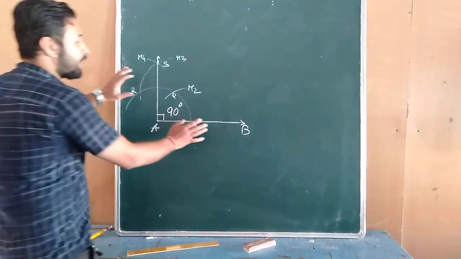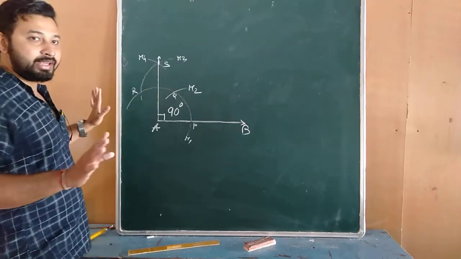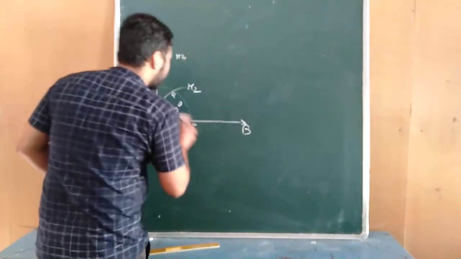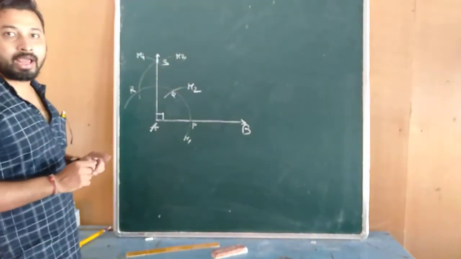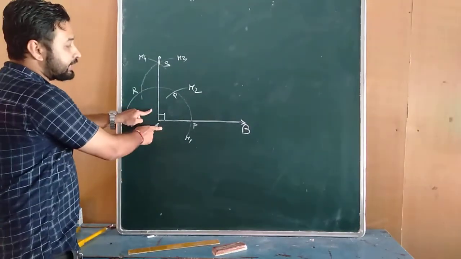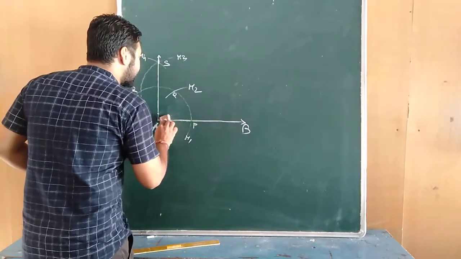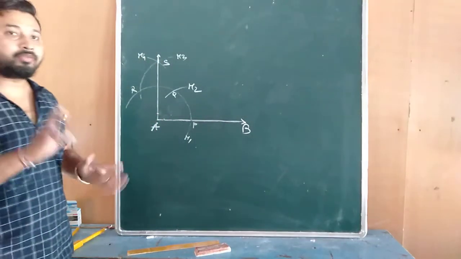Now see, here we have one 90-degree angle. In this way we have constructed. From this 90-degree angle, we can draw a 45-degree angle. How? If we bisect this 90-degree angle, what will we get? An angle of 45 degrees.